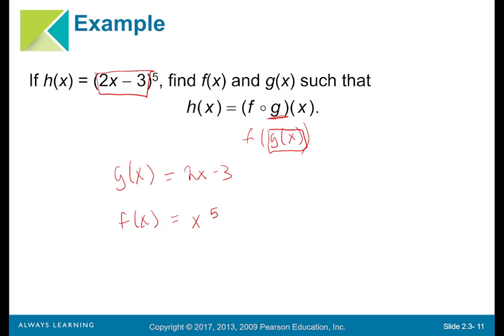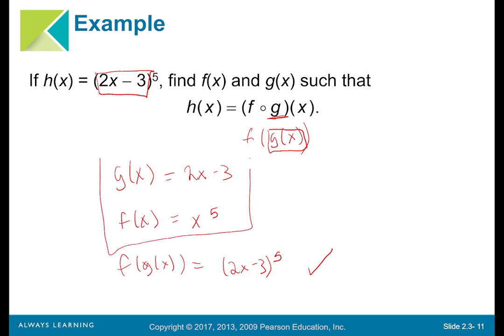You can always check your work. What if I now try to write down f of g of x? I'm plugging in 2x minus 3 in place of x. So that becomes 2x minus 3 to the fifth, which is indeed what we were looking for. So these are correct f's and g's.